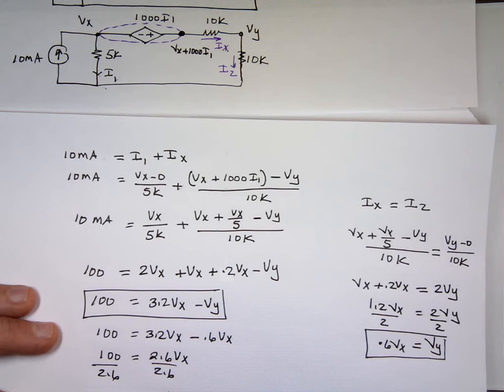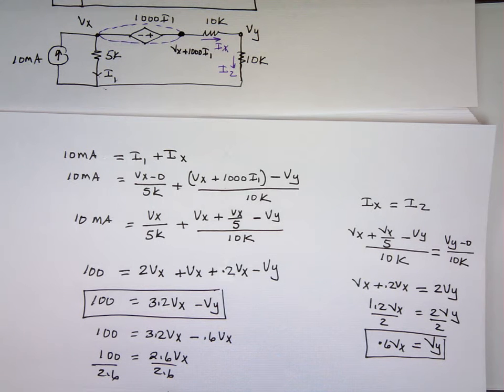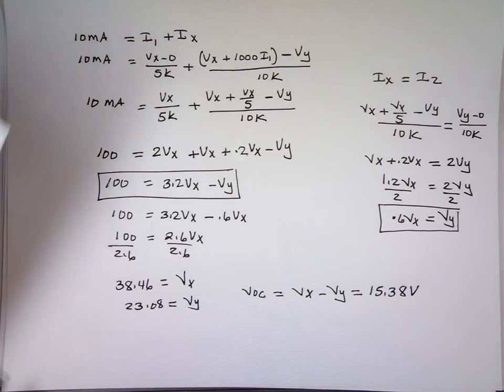What's 100 divided by 2.6? 38.46. And Vy is going to be what? 0.6 times that number. 23.08, I think. So what's V open circuit? We said earlier that's Vx minus Vy. So I found V open circuit.